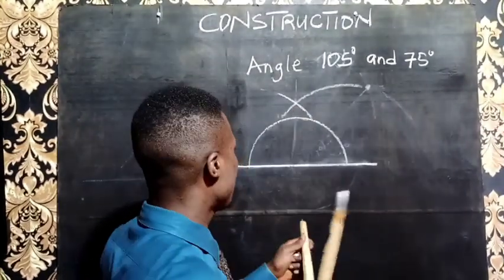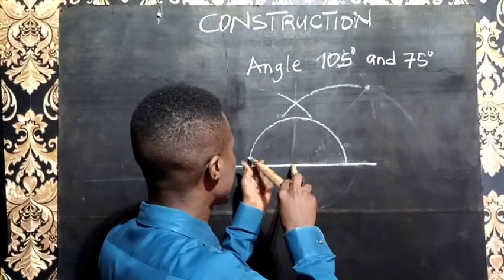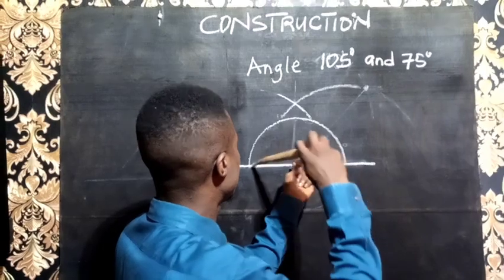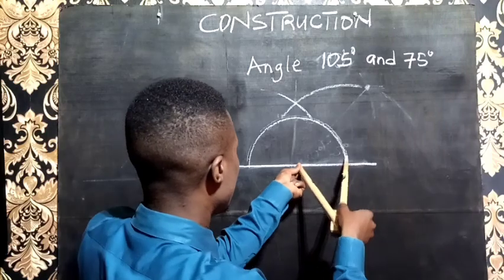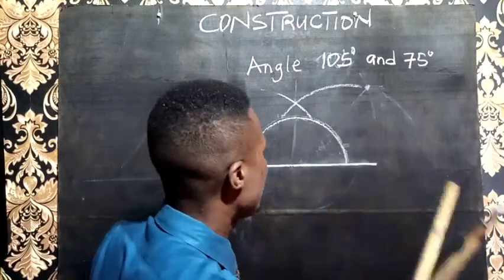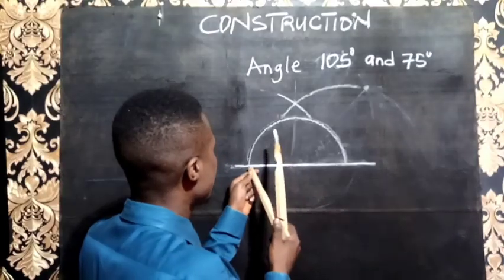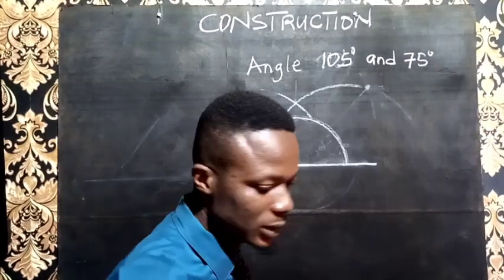So let's get 60. Remember the procedure for 60. You must ensure that you first of all make a semicircular arc. Okay. After you must have made a semicircular arc, remove the compass. Don't adjust this. Then place at a point here and mark an arc. Then remove it.